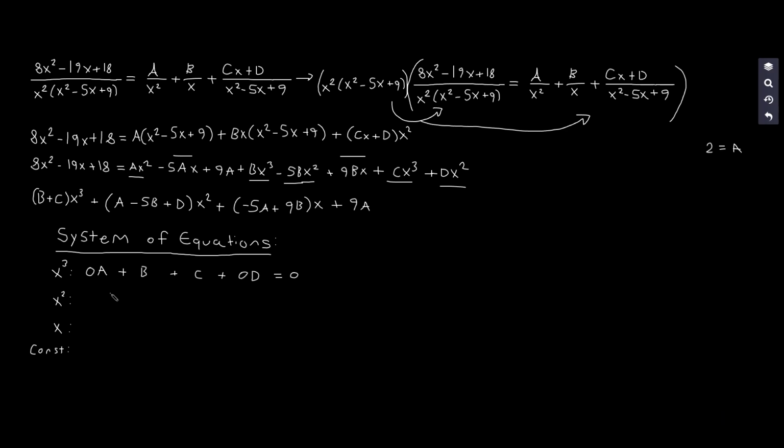And then for the second degree, it looks like there's gonna be 1a minus 5b plus 0c plus d equals what? Where's the second? I think there's like 8. Yeah, 8.